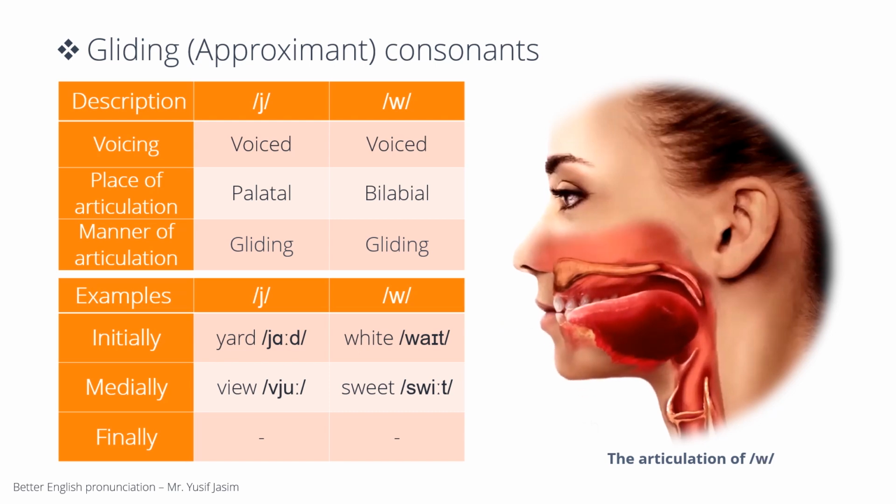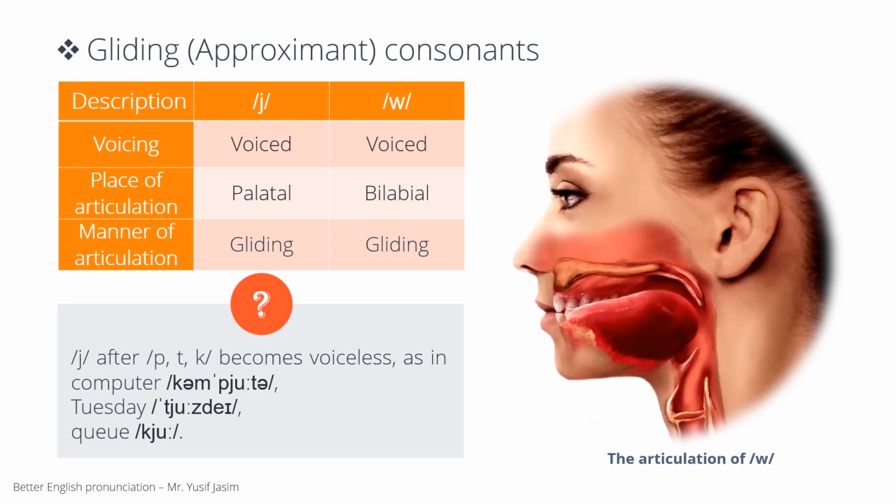Y, w. Let's practice some examples. Neither y nor w occur at the end of English words, but here are other examples. Y initially, yard. W initially, white. Y medially, view. W medially, sweet. Another important thing you should be aware of is that y after p, t, and k becomes voiceless, as in computer, Tuesday, and Q.